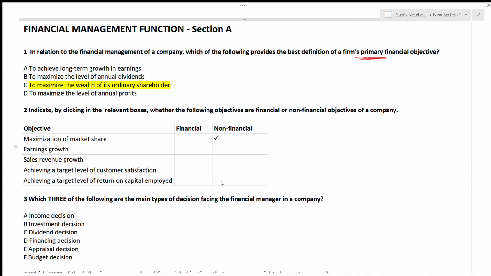Earnings growth is financial. Whenever some growth is there, it is always financial. Here, sales revenue growth is also financial.